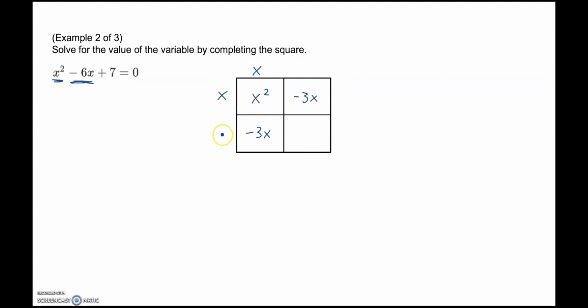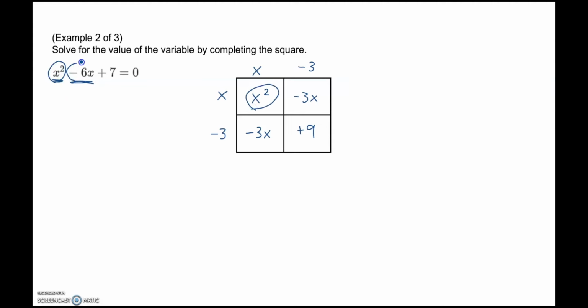Now x times what is equal to negative 3x? That's right, it's negative 3. X times negative 3 is equal to negative 3x. Now we can find our final square by multiplying negative 3 times negative 3 to get positive 9. Okay? So now we have our x squared term right here.